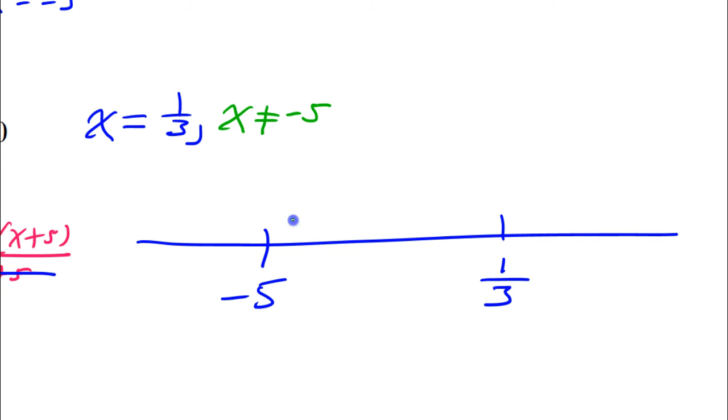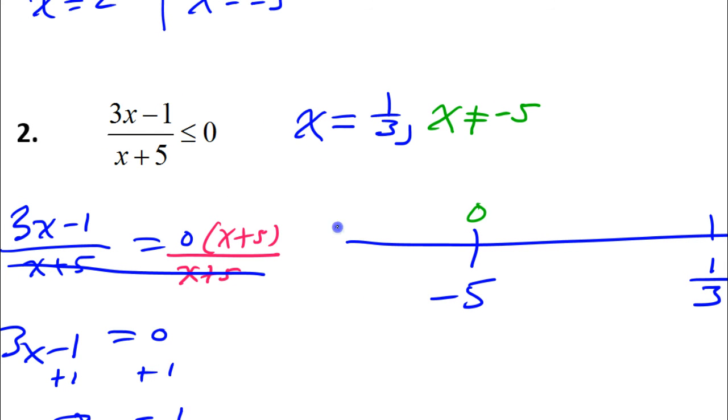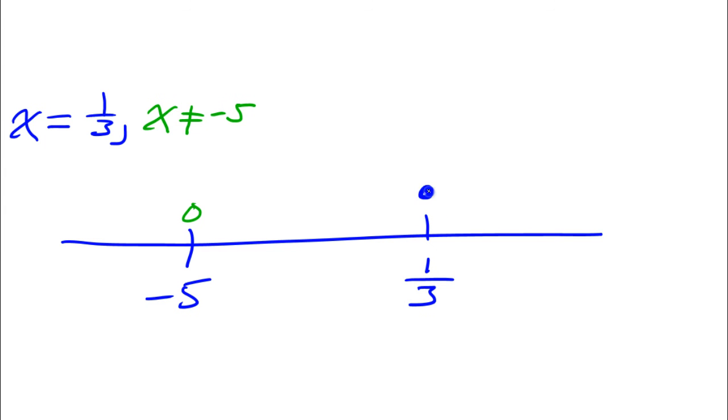Wait, so open circles or closed circles? So this -5, Jason, is this -5 going to be an open circle or a closed circle? Open, because excluded values are always open. Shireen, this 1/3, is it going to be open circle or closed circle? Closed, because of the or equal to. All right, this is going to be included. So that's going to be closed circle.